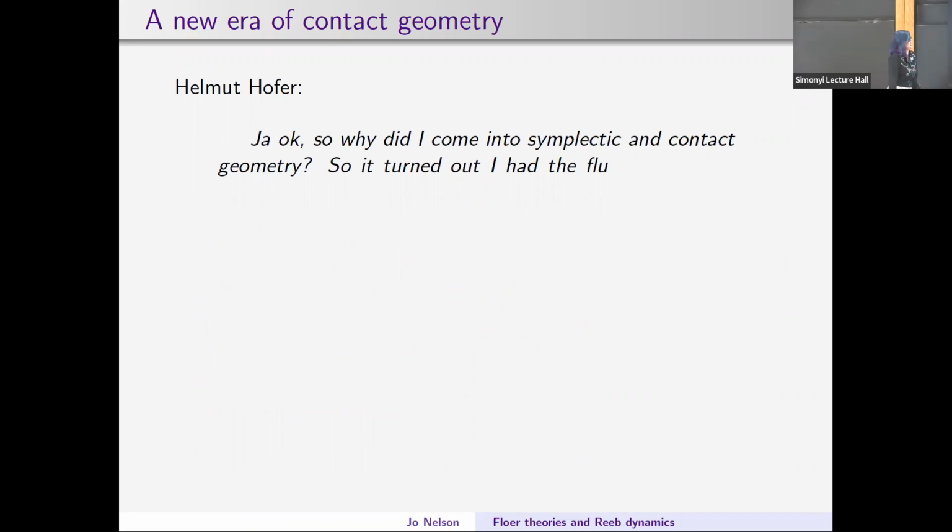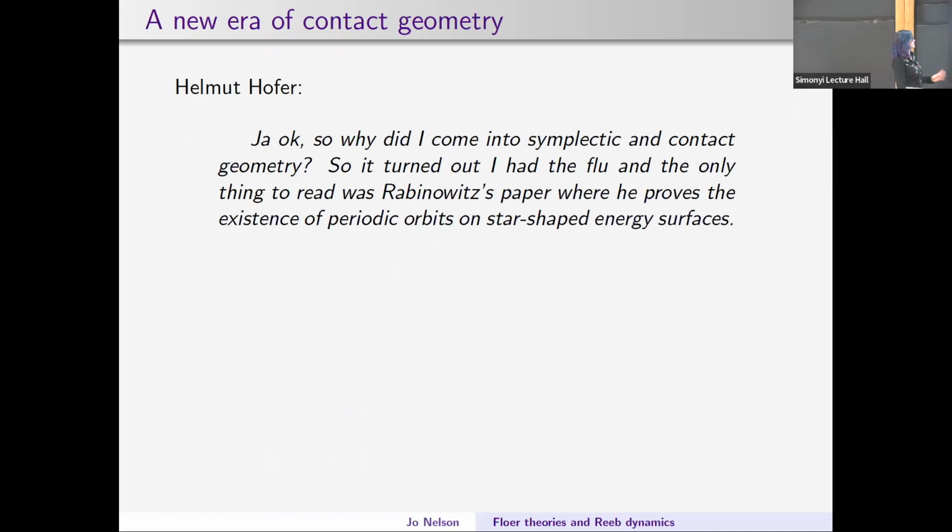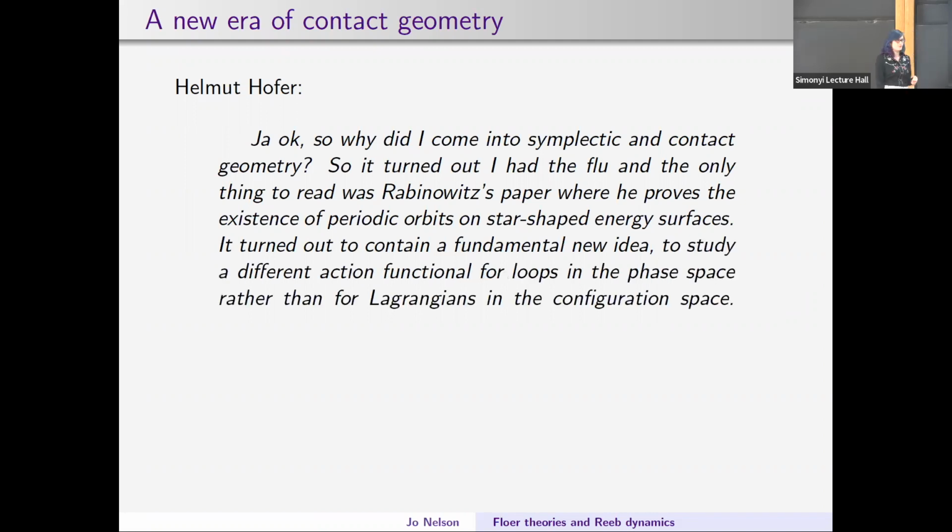So yeah, okay, why did I come into symplectic and contact geometry? So it turned out I had the flu, and the only thing to read was Rabinowitz's paper, where he proves the existence of periodic orbits on star-shaped energy surfaces. It turned out to contain a fundamental new idea, which was to study a different action functional for loops in the phase space rather than for Lagrangians in the configuration space.